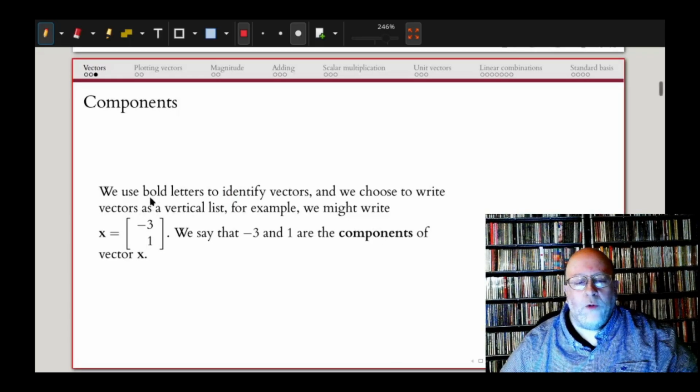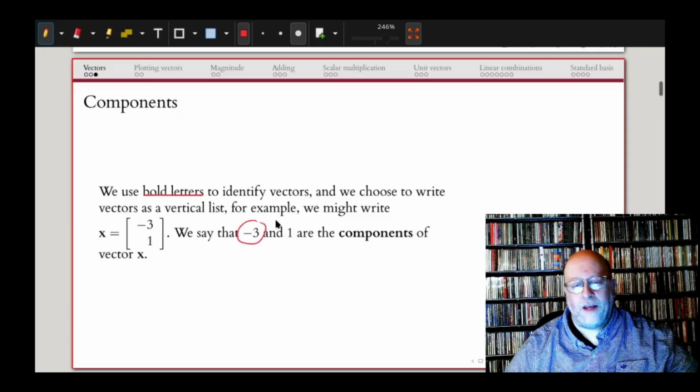In print, we will use bold letters to identify vectors, and we will choose to write vectors vertically instead of horizontally as the way that we present our list. We say that the numbers that are inside the vector, in this case -3 and 1, are the components of the vector.